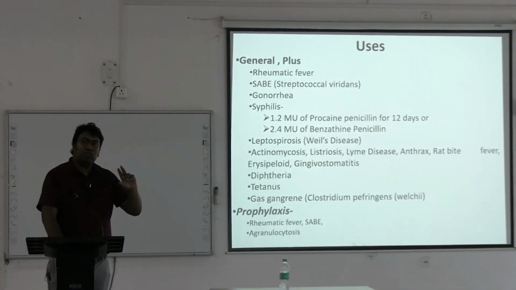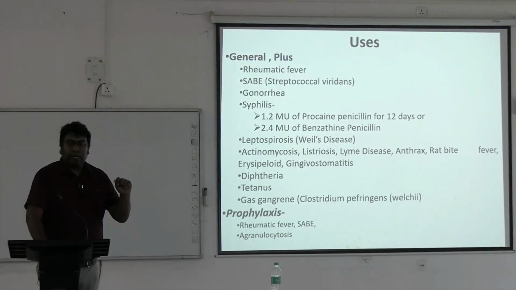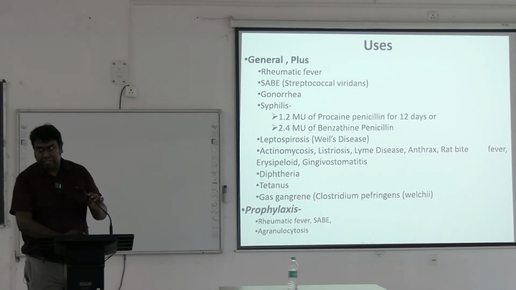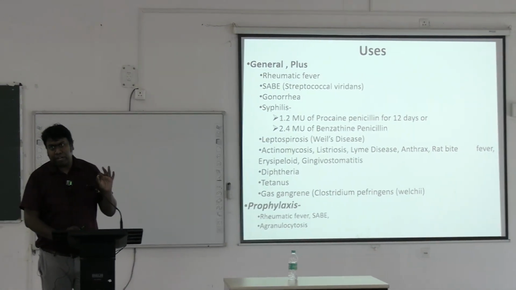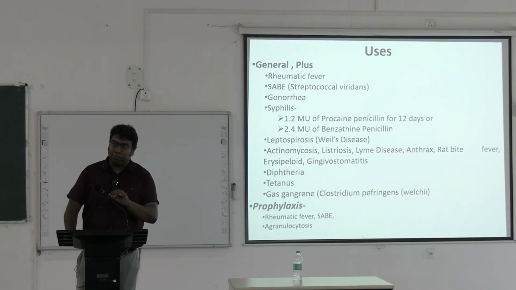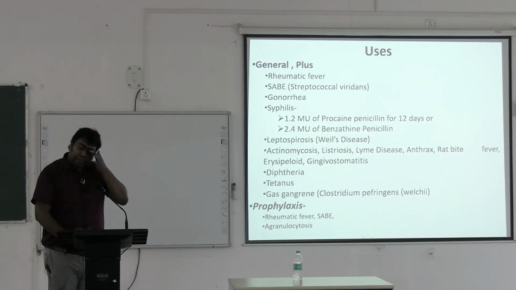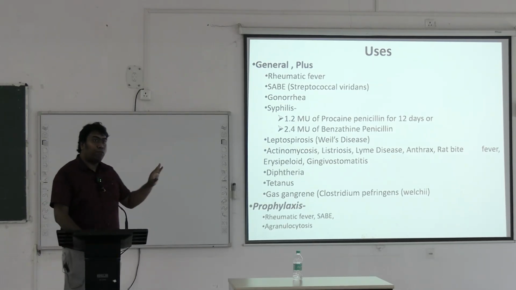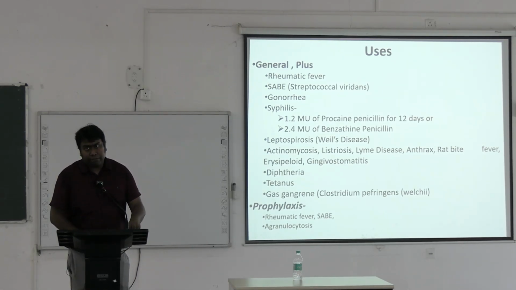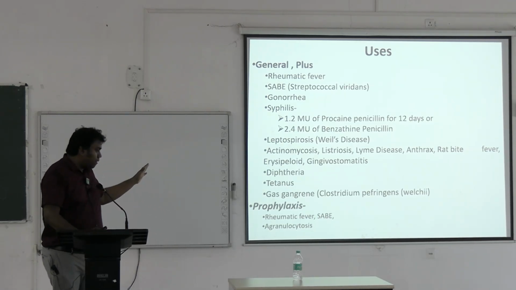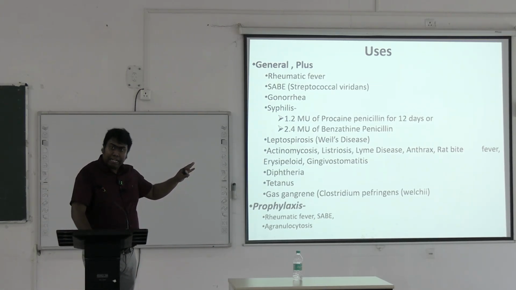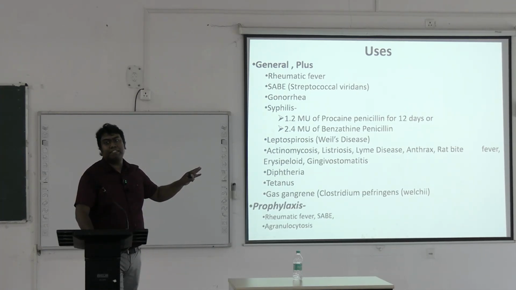Now, the important thing, they are used in case of active disease and importantly for prophylaxis. So, penicillin is used for prophylaxis for 3 reasons. One is rheumatic fever, number 2 is SABE, and number 3 is agranulocytosis, along with other antimicrobials. But these are the prophylactic uses of penicillin. Rheumatic fever and subacute bacterial endocarditis are heart conditions, and another one is a blood condition, agranulocytosis. Gonorrhea, rarely used nowadays, cephalosporin is preferred as resistance develops commonly.